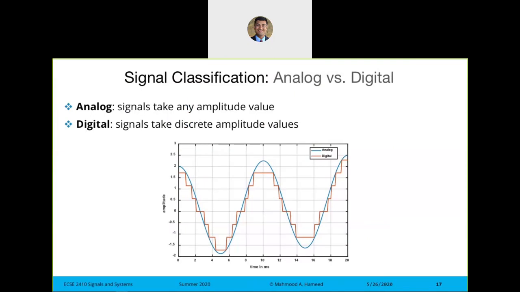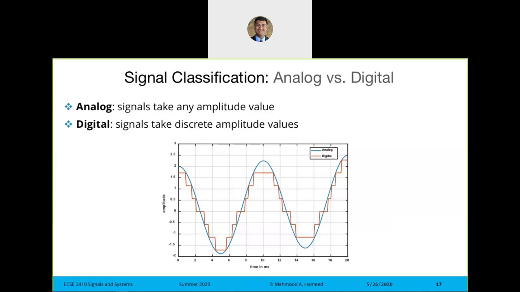Second classification is analog versus digital. Analog is similar to what we saw in continuous. Signals can take any amplitude value, so there is continuity in the y-axis information. That's your analog signal. However, a digital signal is the one where you have granularity, selection in the amplitude levels.